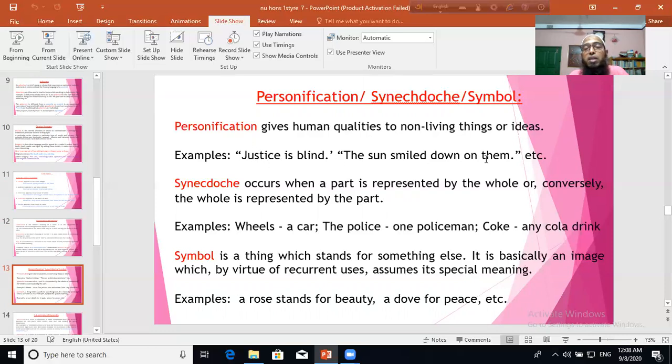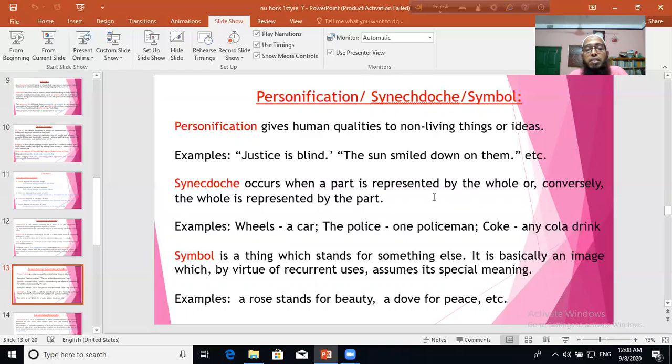The sun smiled down on them. Sun is smiling. Man can smile. Human being smiles or cries. Sun is smiling. So sun is an object, a non-living thing. So a non-living thing has been given the quality of living things, human beings. That's why this is an example of personification. You can make so many examples like this.